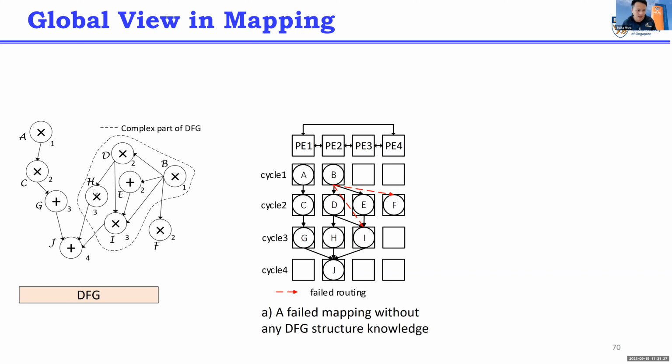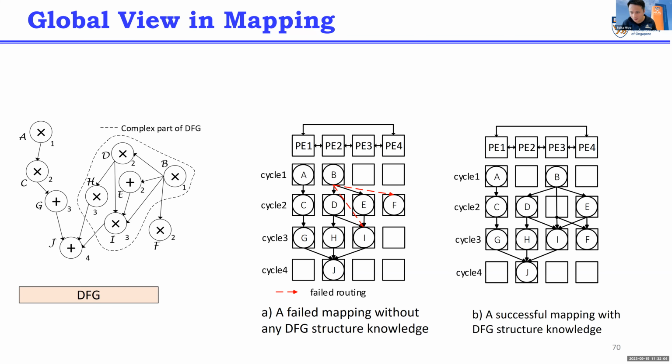We humans can know that this is a complex part, but the mapper doesn't know this is a complex part. So it just places nodes at random, because when we place B, we don't know what will happen next. So we just place it here, but this kind of placement will lead to a congested routing or a failed routing. Because it doesn't have a global view and doesn't know that this is a complex part, it can't handle this kind of data dependency well.